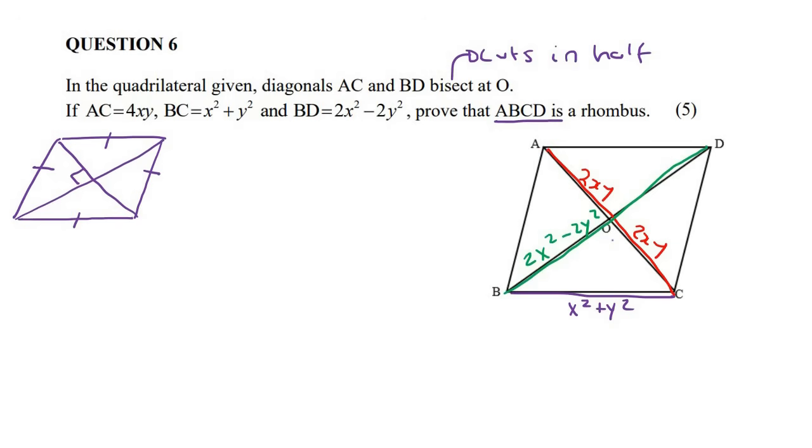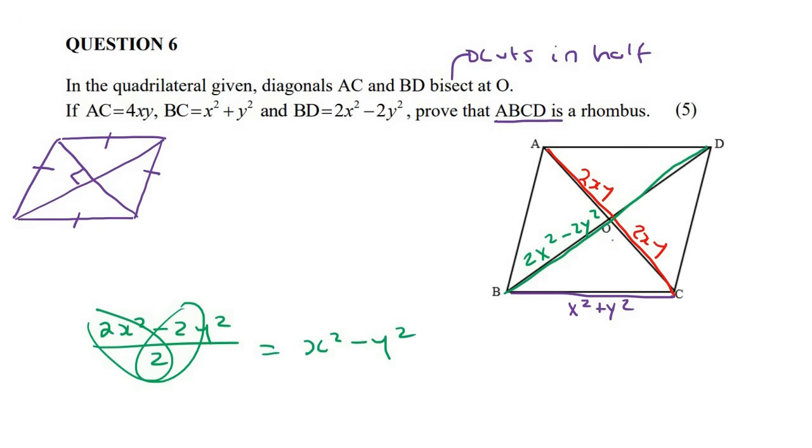Okay? And then this length, instead of having 2x squared minus 2y squared, we can divide that by 2. So 2x squared minus 2y squared divided by 2. So you divide both of these by 2. So it ends up becoming x squared minus y squared. So that means that this is going to be x squared minus y squared, and this will be x squared minus y squared.